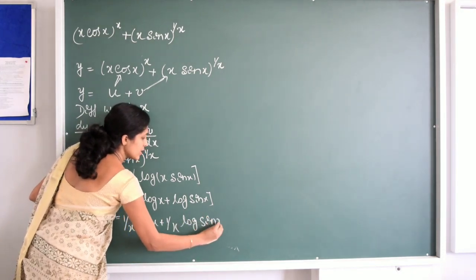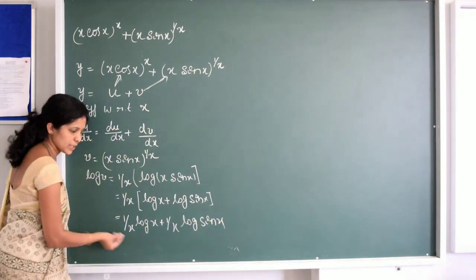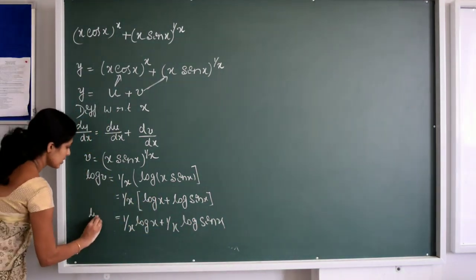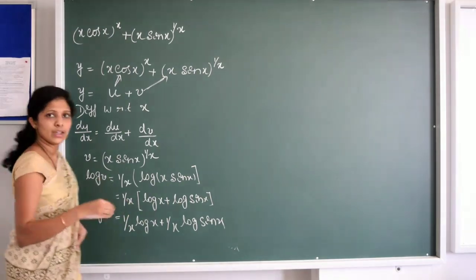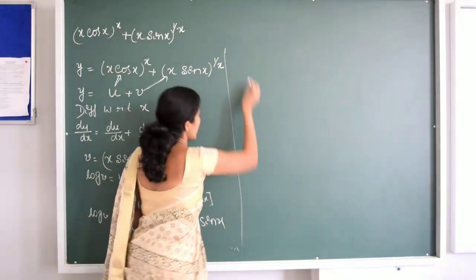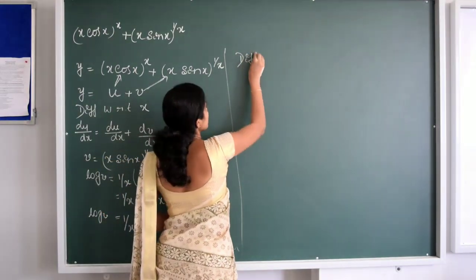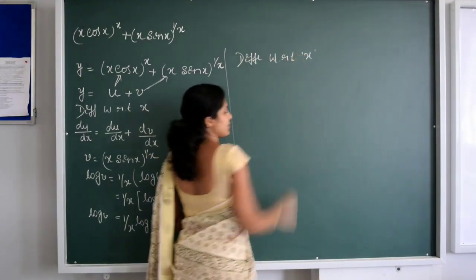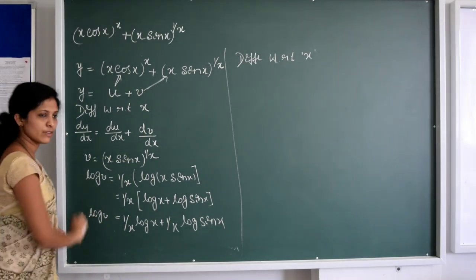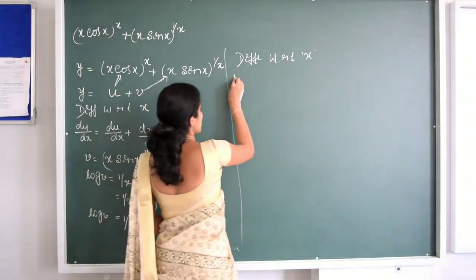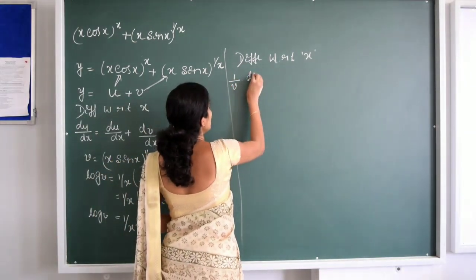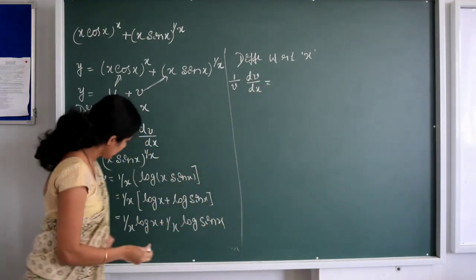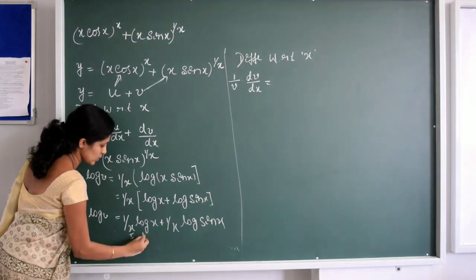Again here two functions are there, you have to apply the product rule, and here two functions are there, you have to apply the product rule. So we got log v is this one. Now we will differentiate this one with respect to x. This is compulsory, okay, you have to write every time, differentiate with respect to x. Derivative of log v with respect to x is 1 by v into dv by dx. So this is equal to, here two functions are there, so apply the product rule.